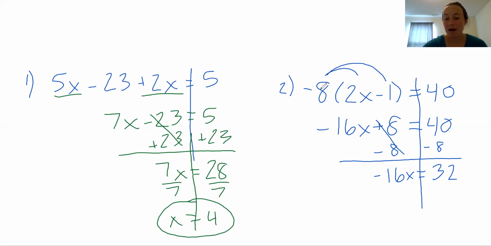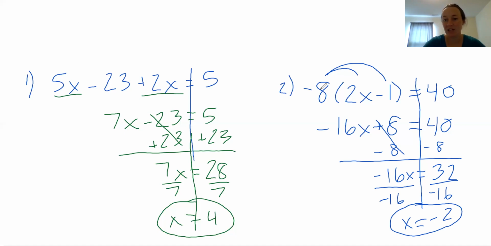Make sure you end up with that positive x, so I'm going to divide both sides by negative 16. And we end up with x is equal to negative 2. Boom, done. We got it. Good. If you have that down and it's making sense, let's keep going.